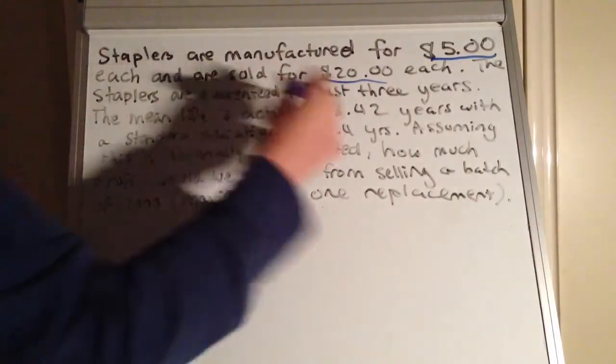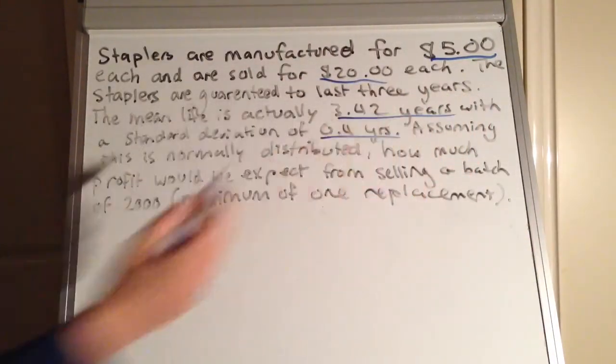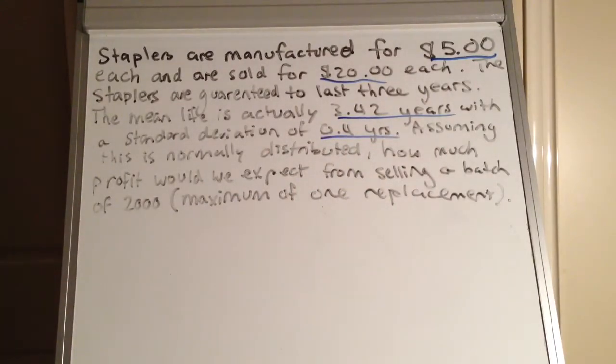So again, we know the mean is 3.42 years and the standard deviation is 0.4 years. Assuming this is normally distributed, how much profit would we expect from selling 2,000 staplers? And the question gives us something really helpful. It assumes that one person will only get one faulty stapler. It'd be very unlikely, as we'll probably see in a minute, for a person to get a faulty stapler and then another faulty stapler.